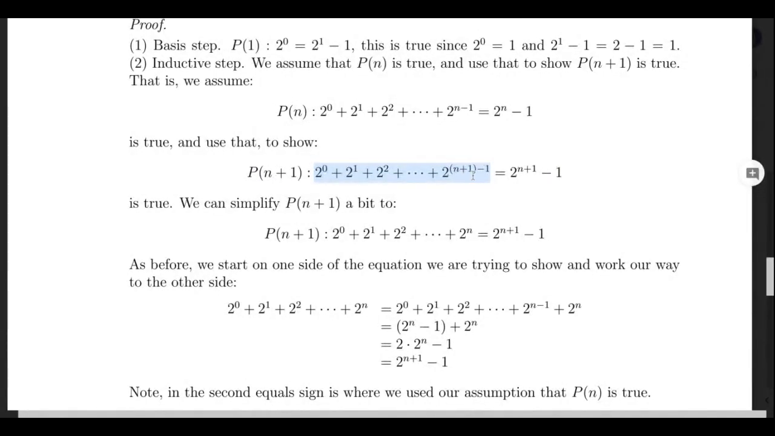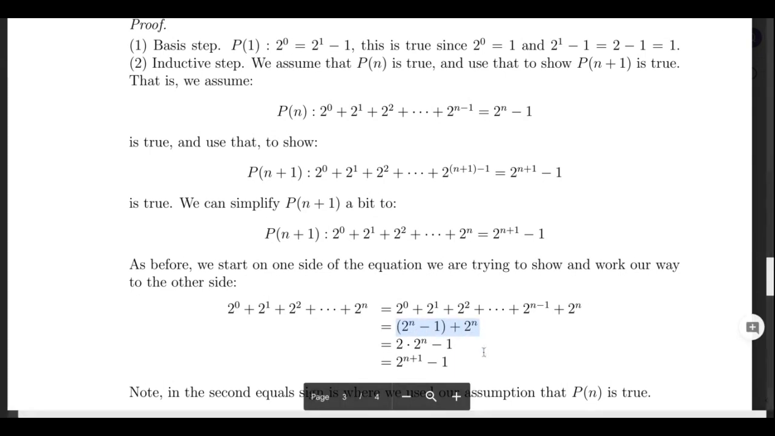Well, 2 raised to n plus 1 minus 1, that is just 2 raised to n, right? So let's add up 2 to the 0 plus 2 to the 1 plus 2 squared plus, and so on, plus 2 raised to n minus 1 plus 2 raised to n. The term before 2 raised to n is 2 raised to n minus 1. By our assumption, 2 to the 0 up to 2 raised to n minus 1 adds up to 2 raised to n minus 1.